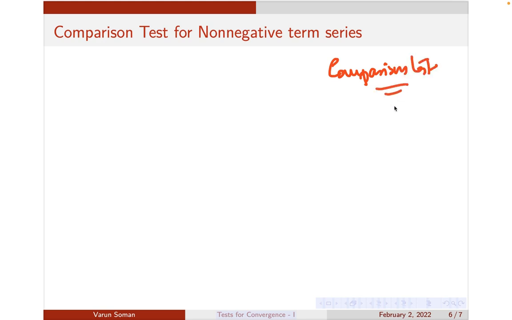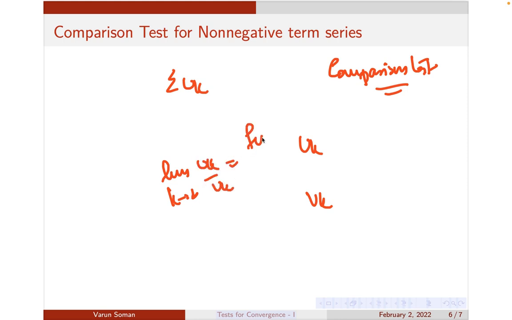Basically there are many forms of this comparison test. Suppose you have a series sigma uk, and suppose you can find a series vk such that the limit as k tends to infinity of uk by vk is finite. Then both of them will converge or diverge together. That is, if vk converges, uk will converge. If vk diverges, uk will diverge. That is one form of comparison.